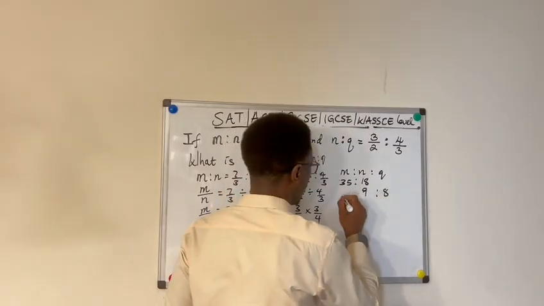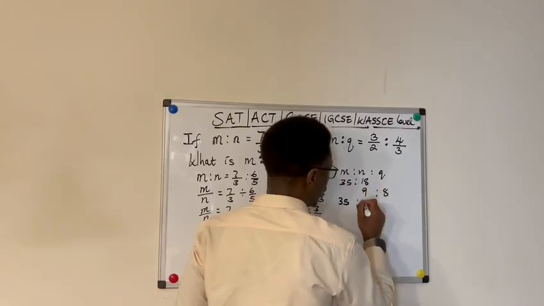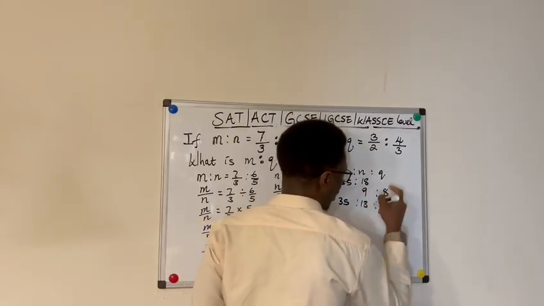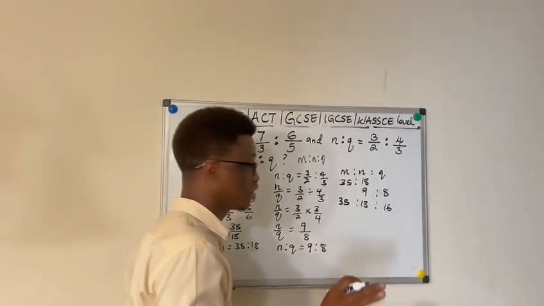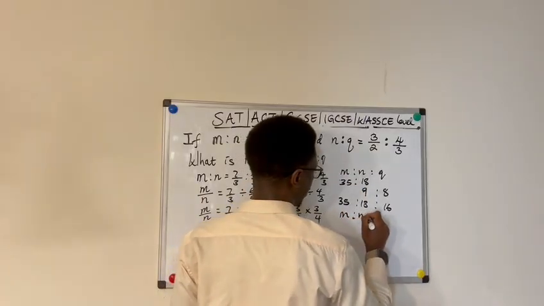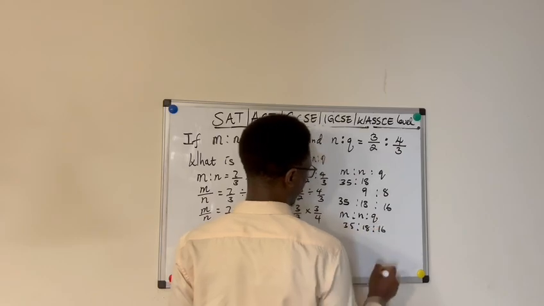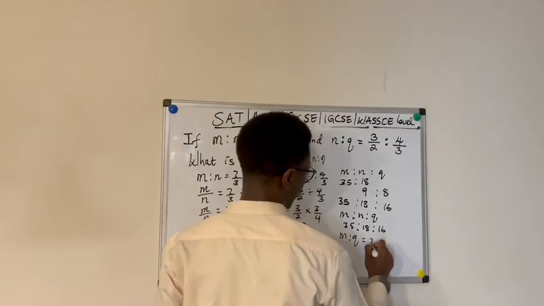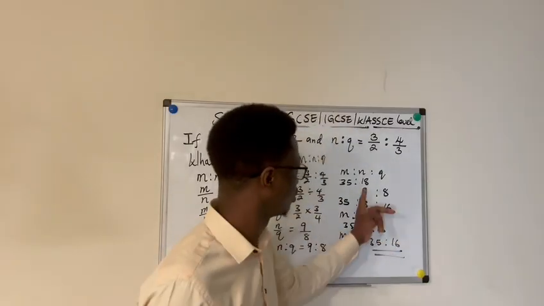So this becomes 35 is to, now you know this is 18, because you're going to multiply this by 2. So what you do, multiply this by 2, and this again is multiplied by 2, so this becomes 16. That is the logic. Now once you have this, you have your m is to n is to q as 35 is to 18 is to 16. But you're asked to find what? m is to q, which is just 35 is to 16.